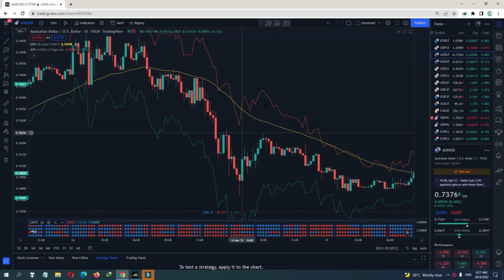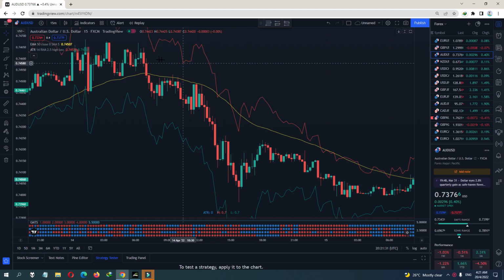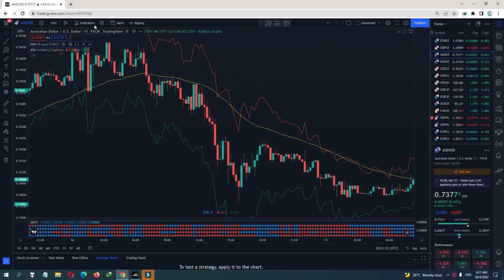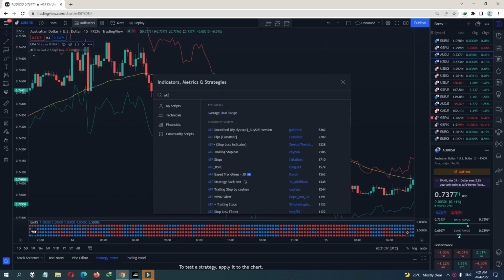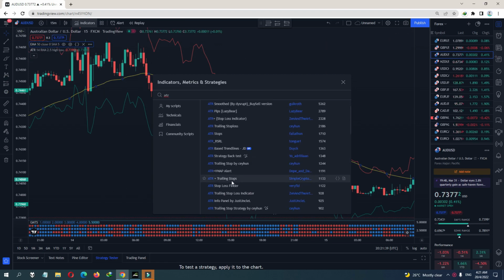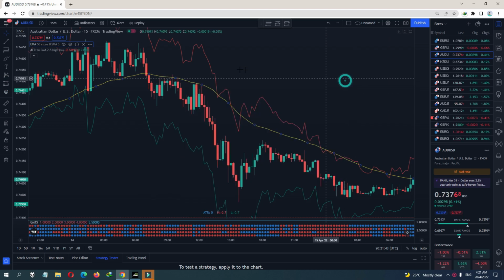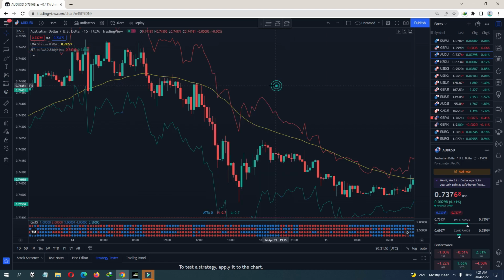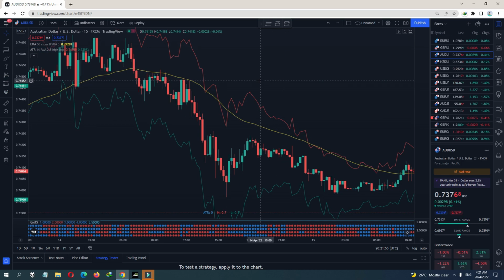I use default settings, and then you need a 50 EMA, and you need the ATR indicator. It's this one, ATR Stop Loss Finder by VeriFid. The setting is you put 2.5 here. So your stop loss is 2.5 times ATR, and your take profit is 1.5 times 2.5. So it's 1 to 1.5 risk reward.